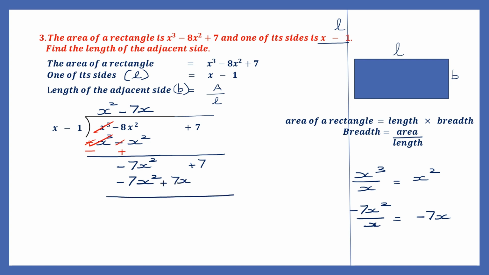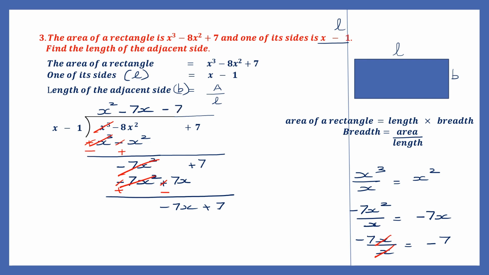Now let's change the sign. So this becomes plus, this is minus. So here minus 7x plus 7x is 0. Cancel these. Bring down minus 7x here. And we also have plus 7. So now we have to again take the first term here and divide it by the first term. So that is minus 7x divided by x. Sign is minus, number 7. Now x and x get cancelled, so we only have minus 7.